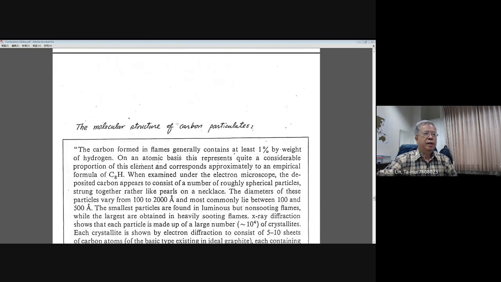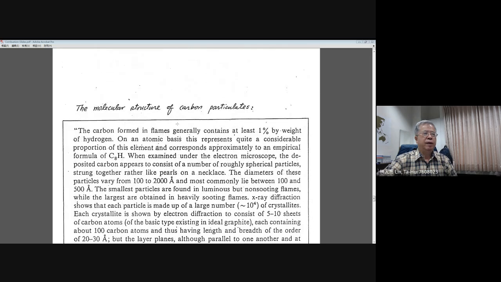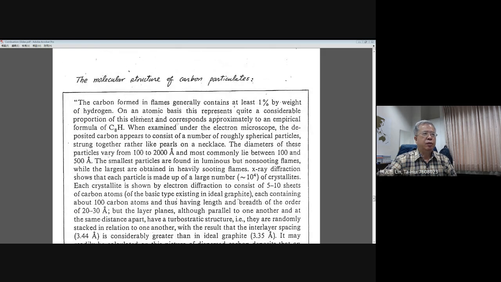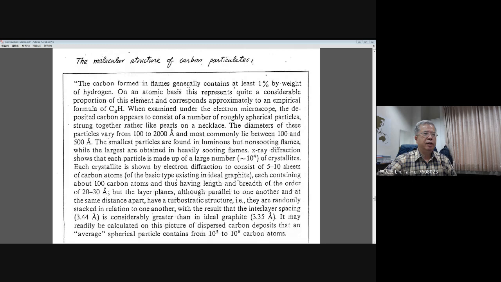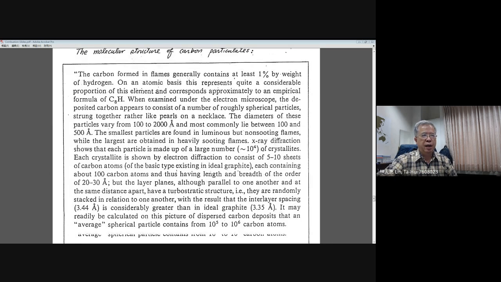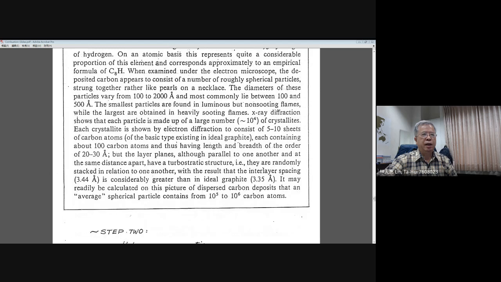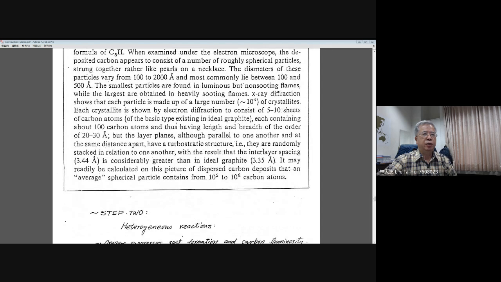And here there are some detailed observations on the molecular structure of carbon particulates. I think this is just for your information on the molecular structure of a given carbon particle. You can try to look at it and try to see the scale of the different kinds of structure.